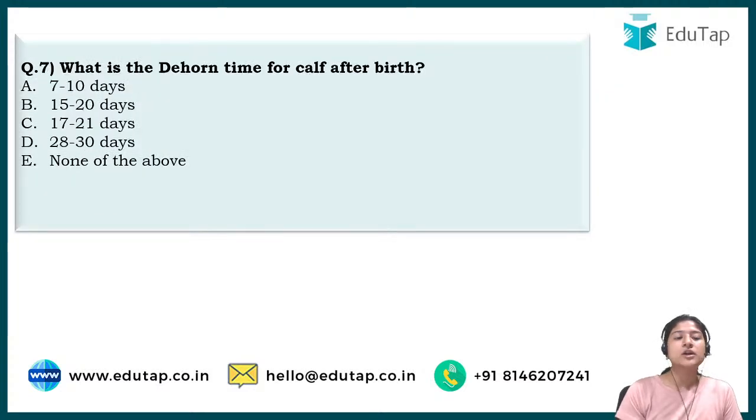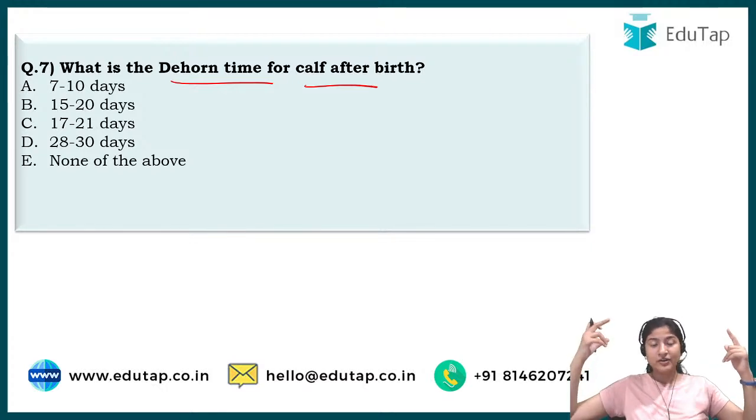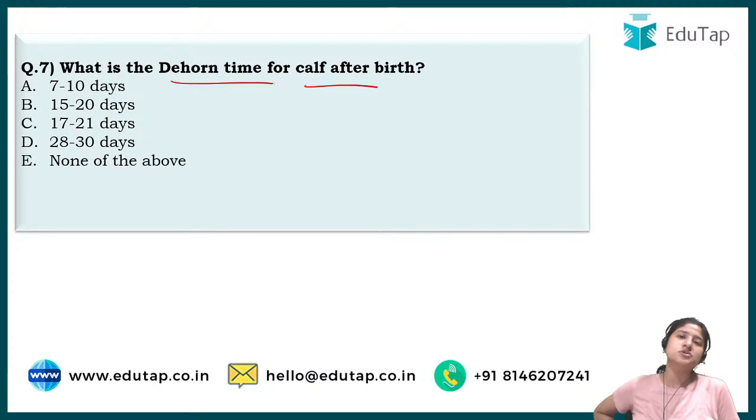Next question says, what is the dehorn time of cattle? What is dehorn? Means the horns of the cattle have been removed. Why is it done so? It is usually done so that there is no injury among the cattle if they are placed together. So there is a time period. It is done early because initially all the parts of any newborn are quite soft. So if they are removed, it is least painful for the animal.